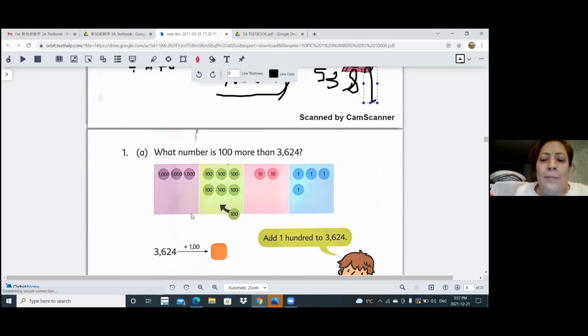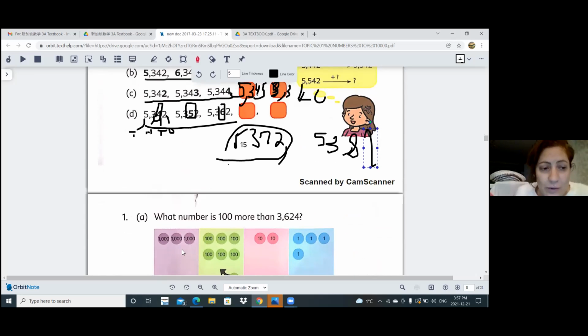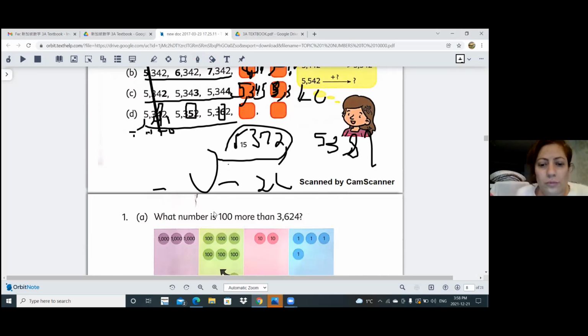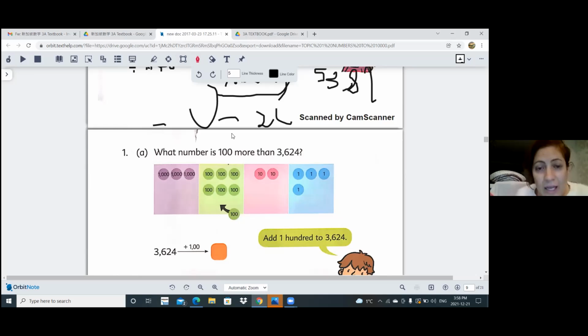No. Okay. Look at this. I want you to look at the numbers here. Look how many thousands. Look how many hundreds. Look how many tens. And look how many ones. Michael, what number does this represent? 3,624. Correct. What number is 100 more than this? If I were to add 100 to this, what would be the answer? That will be 3,724. Good. We would have to add in the hundreds column, not in the tens, not in the ones, not in the thousands, only in the hundreds.